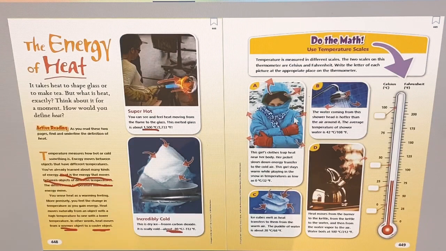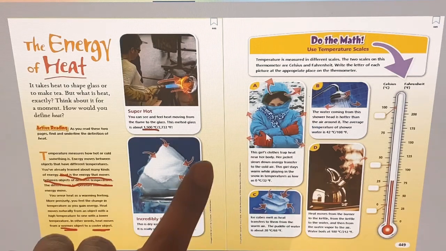Over here, I have 4 pictures, okay? 4 pictures explaining how the heat, or the energy of heat, is moving. So this is the main idea of our lesson today, that the energy of heat is moving. How does the energy of heat move?